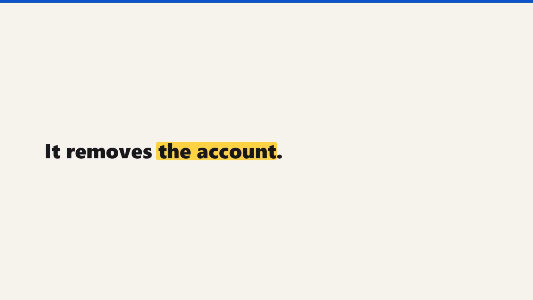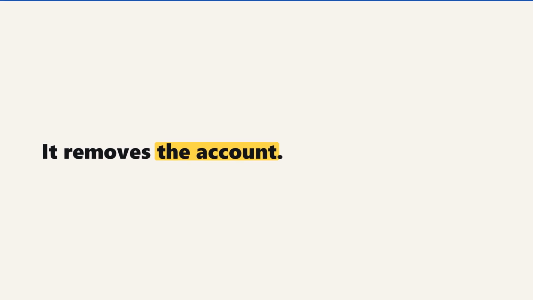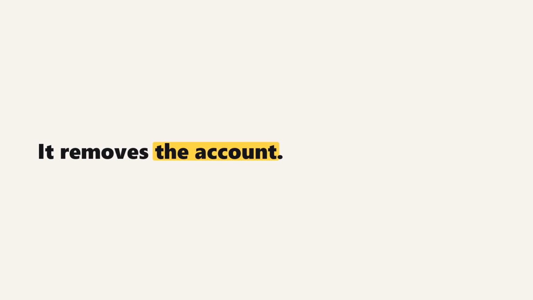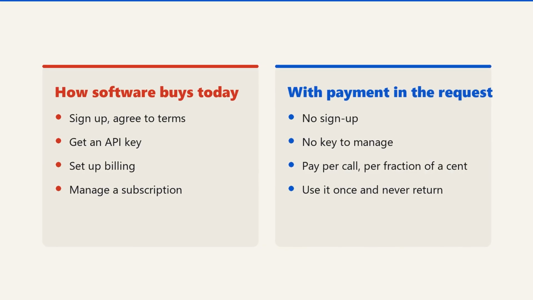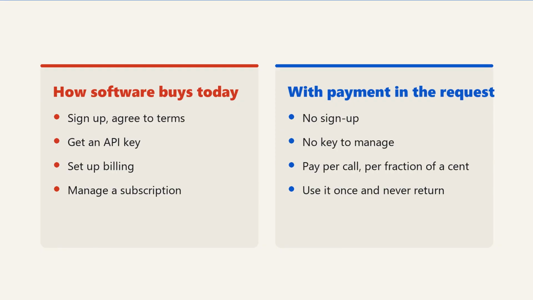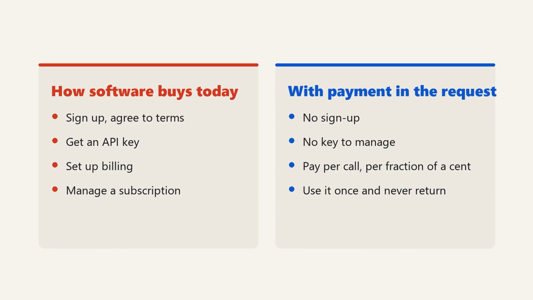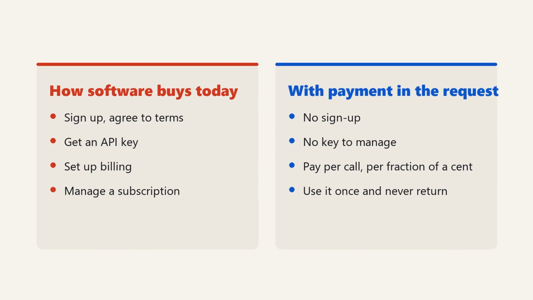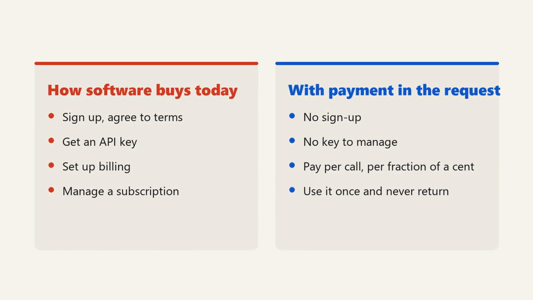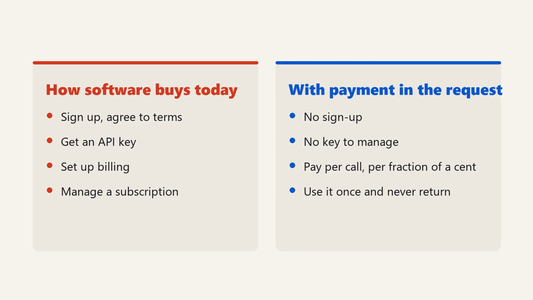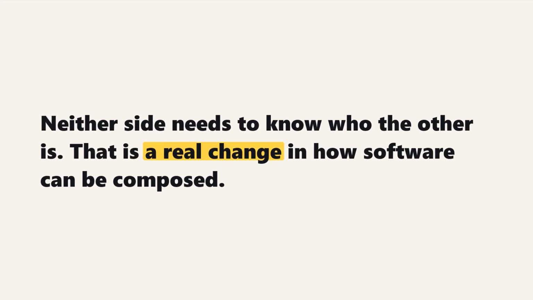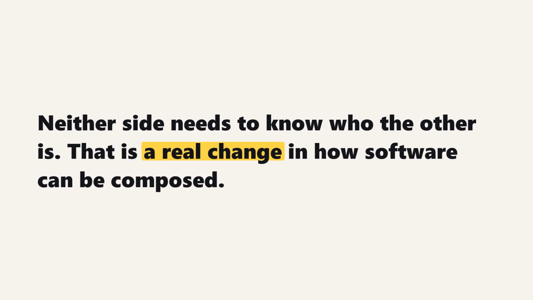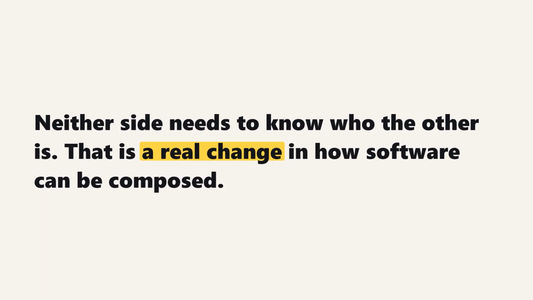It removes the account. Think about how software buys things today. Somebody signs up, agrees to terms, gets an API key, sets up billing, and manages a subscription, whether or not it gets used. All of that exists to answer one question: who is this, and will they pay? If the payment travels with the request, that question answers itself. An agent can use a service it has never heard of once for a fraction of a cent and never return. Neither side needs to know who the other is. That is a real change in how software can be composed. It is the part I find genuinely interesting.